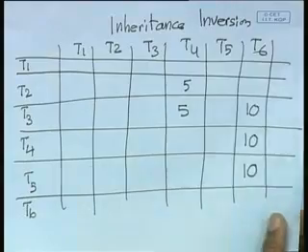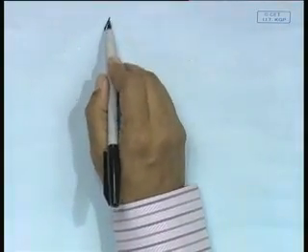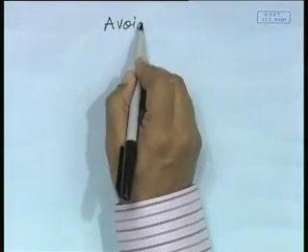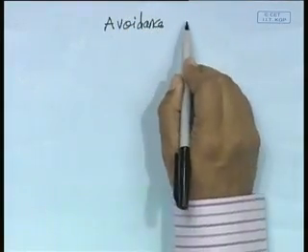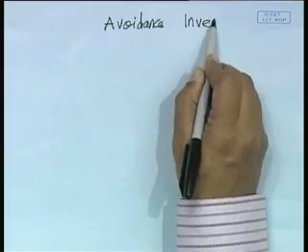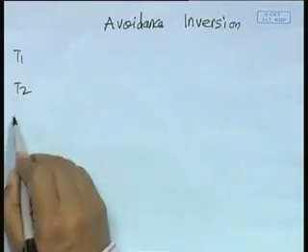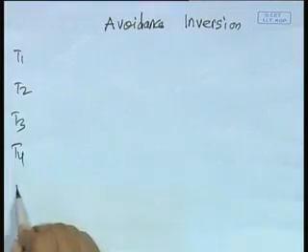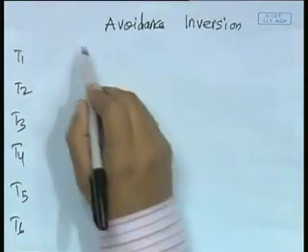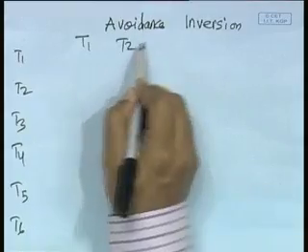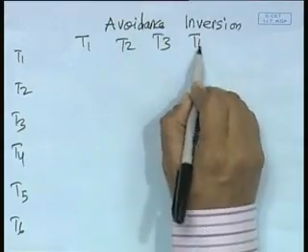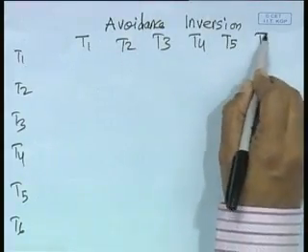Now, let us work out the avoidance inversion table. So, again let me just draw the table, avoidance inversion table, T1, T2, T3, T4, T5, T6, T1, T2, T3, T4, T5, T6.